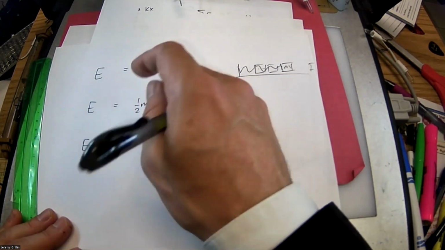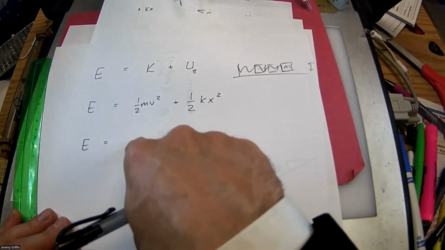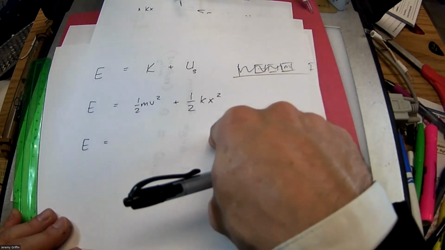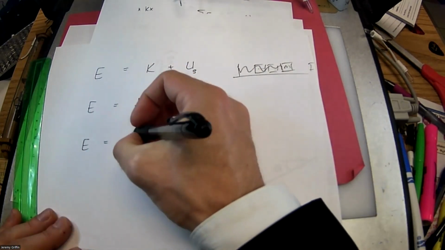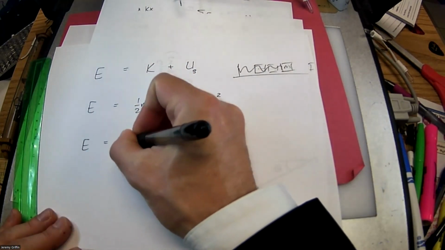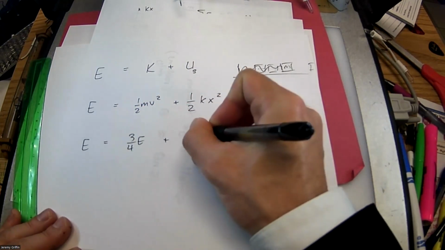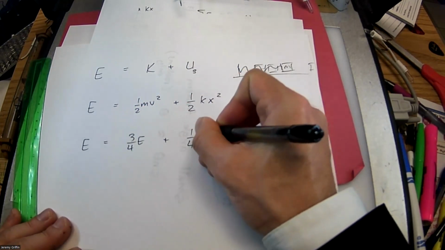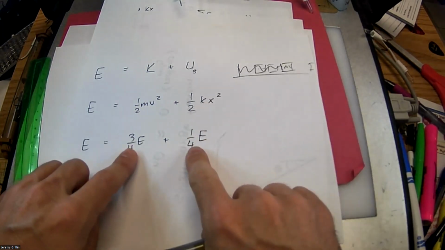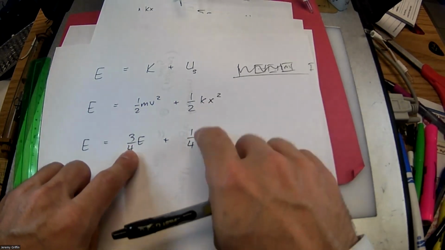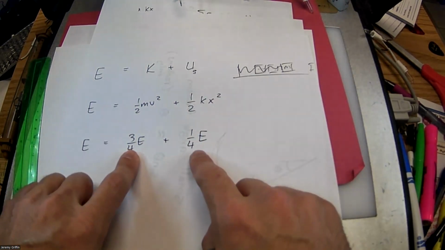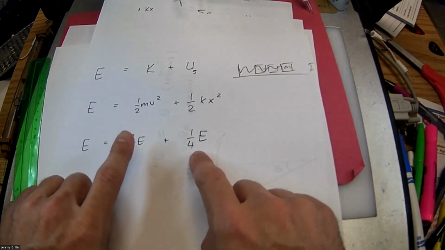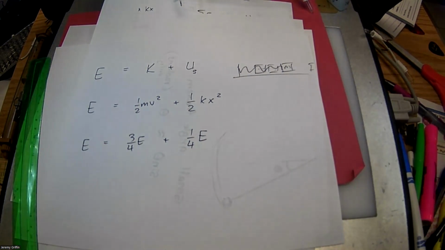It would have to be 3/4 in the kinetic energy, and the other 1/4 would have to be in the potential energy. So here we've got 3/4 of the energy, and the other 1/4 of the total energy would have to be here, because 1/2 squared is 1/4. So we'll have 3 times the kinetic compared to the potential at the halfway point.